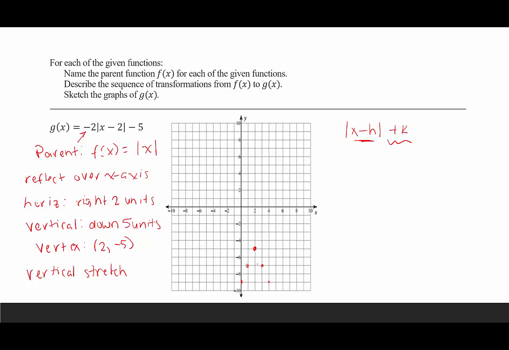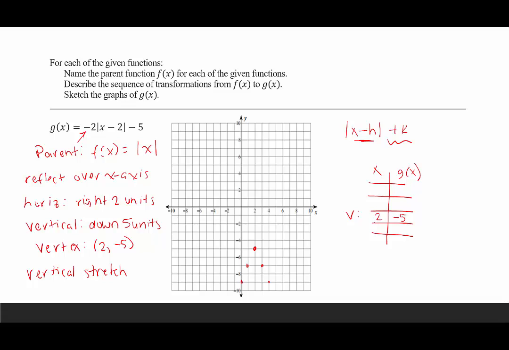Stretches and shrinks can be a little bit more complicated. So if you want to create a table of values, definitely do that, because that will help verify these points, because I know this can be confusing. So when we do our table of values for an absolute value function, it's good to have 5 points where that vertex is in the center. So we want to make sure this is the vertex here. The vertex is (2, -5).